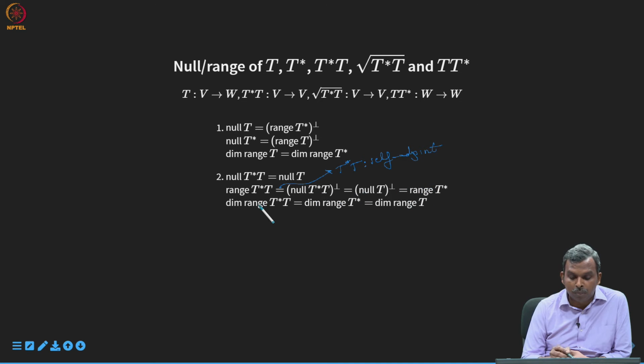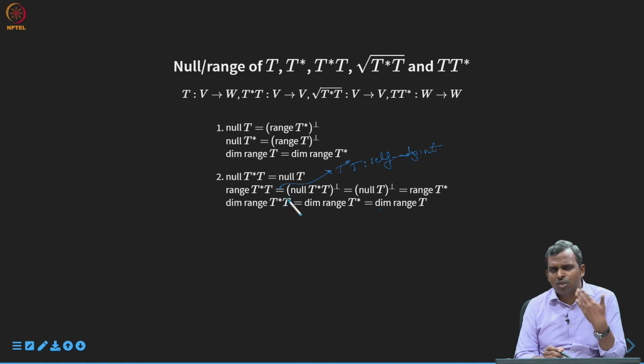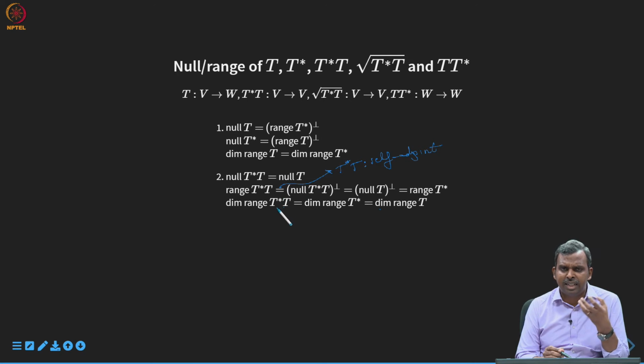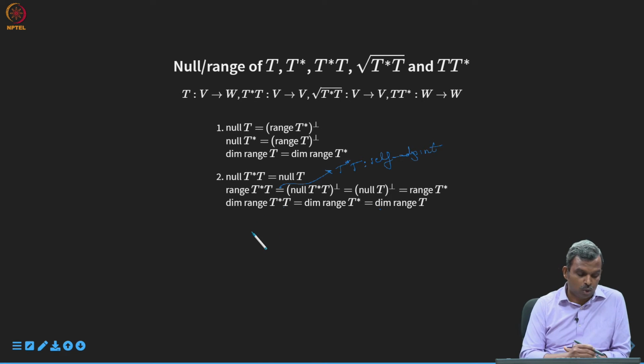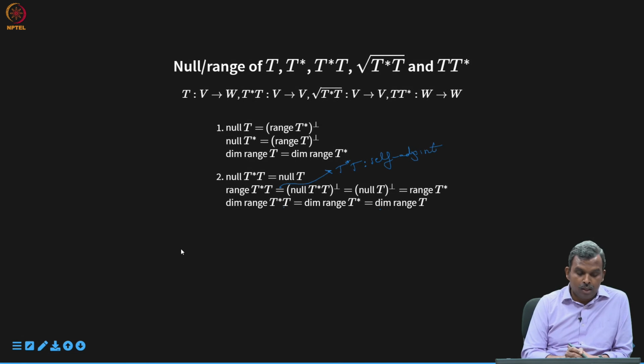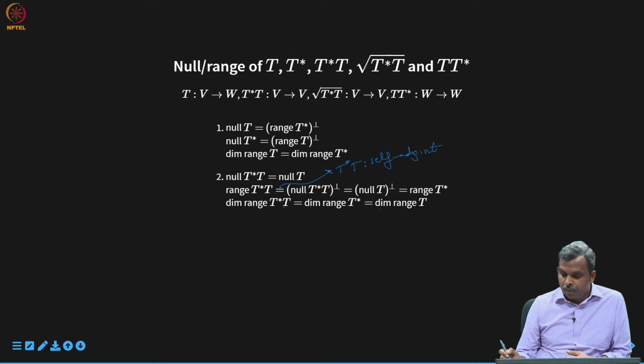They are actually equal. Now, if you look at dimension, so dimension of range T star T becomes dimension of range T star, and that is equal to the dimension of range T also. Okay. So in dimension, all of these things are the same. So it adds to my notion that T star T has a lot of these important properties, and that's why it's interesting to look at them. Okay. All right. So this is the second one.